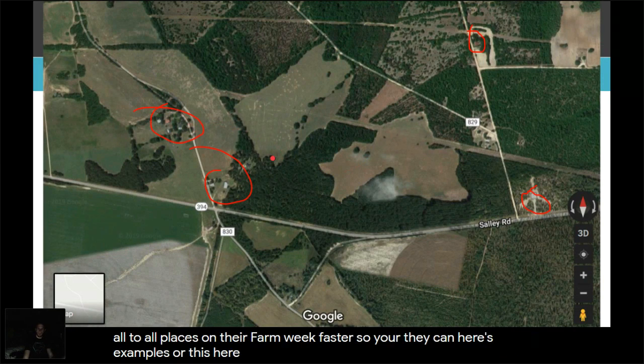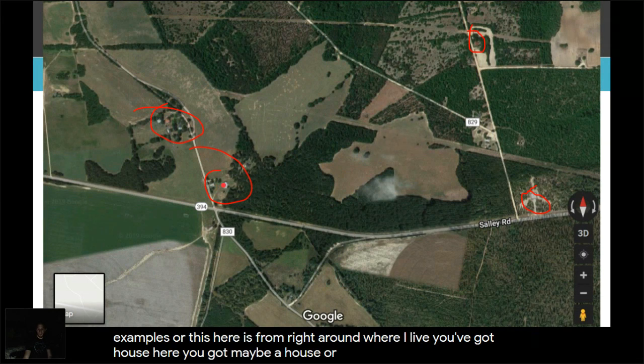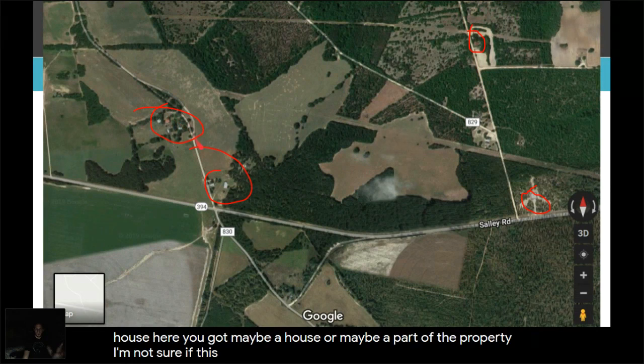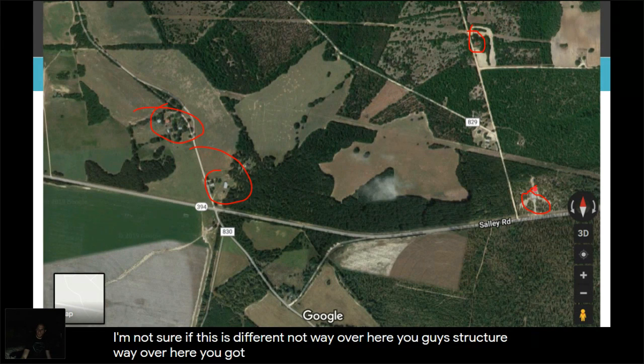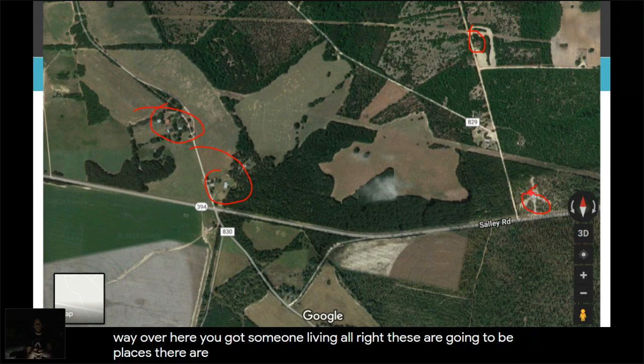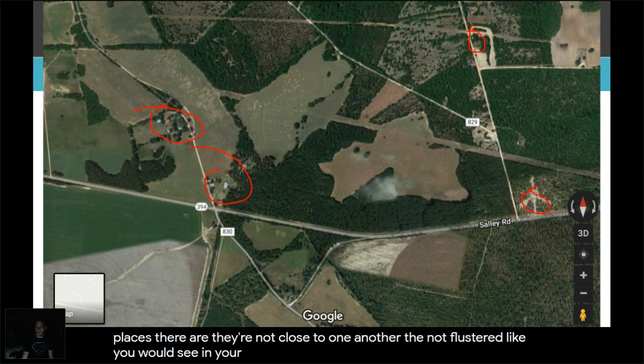This here is from right around where I live. You've got a house here. You've got maybe a house or maybe a part of the property. I'm not sure if this is different or not. Way over here, you've got a structure. Way over here, you've got someone living. All right, these are going to be places that are way dispersed or separated. They're not close to one another. They're not clustered like you would see in your LDCs.